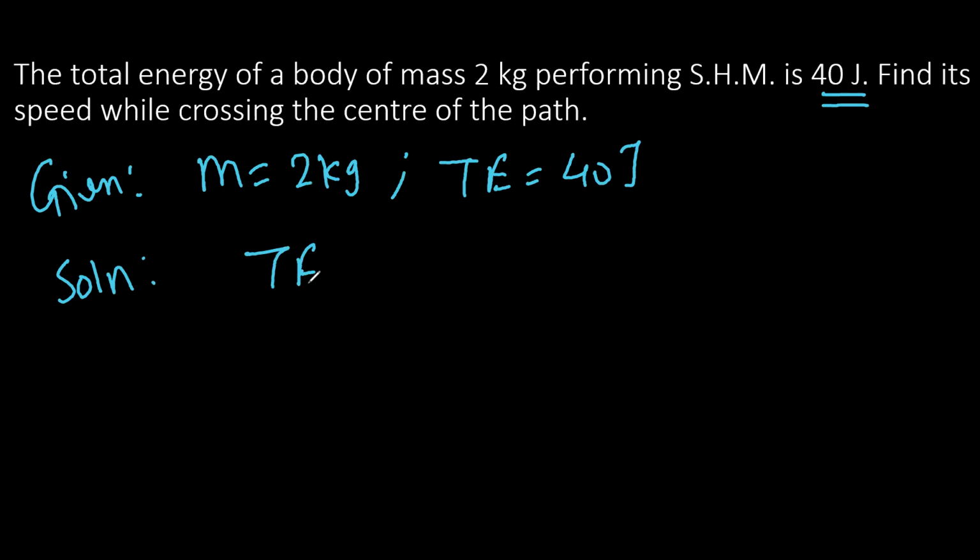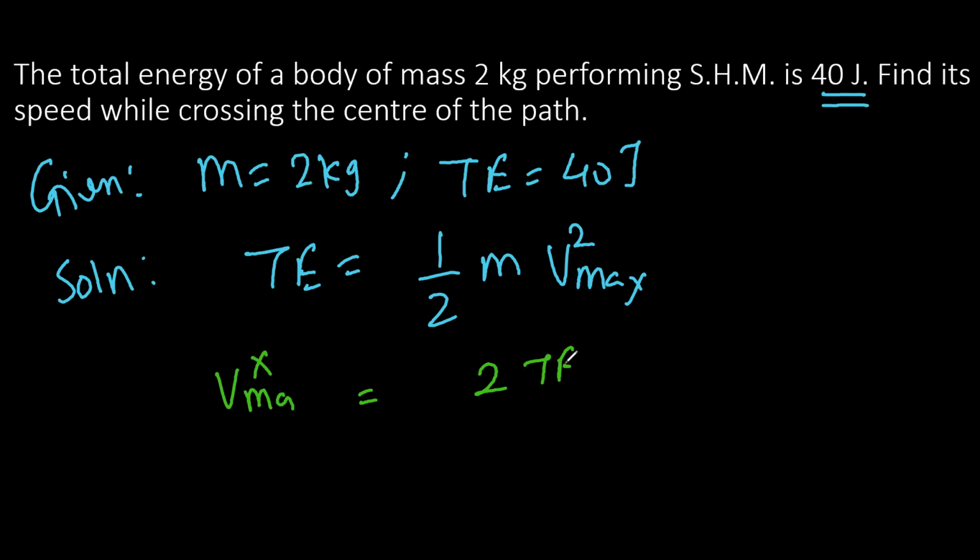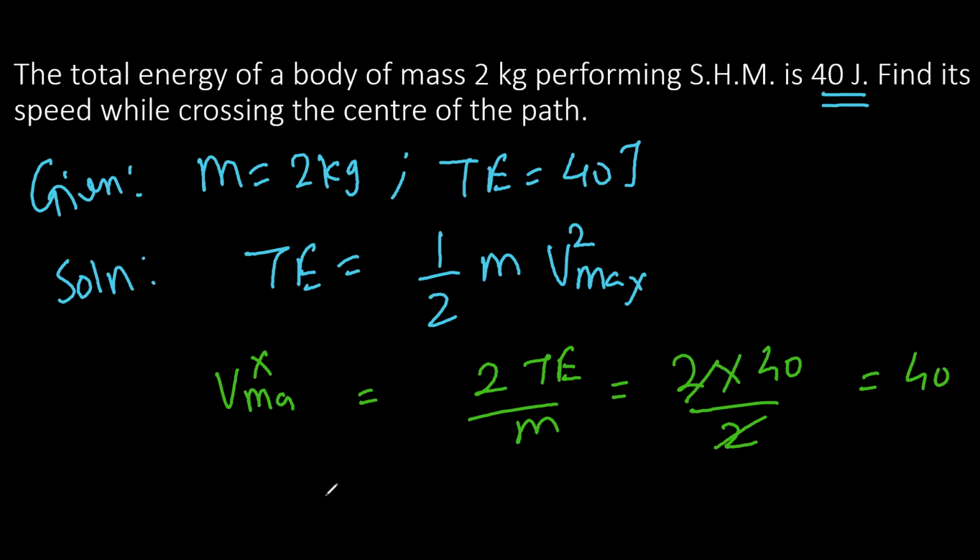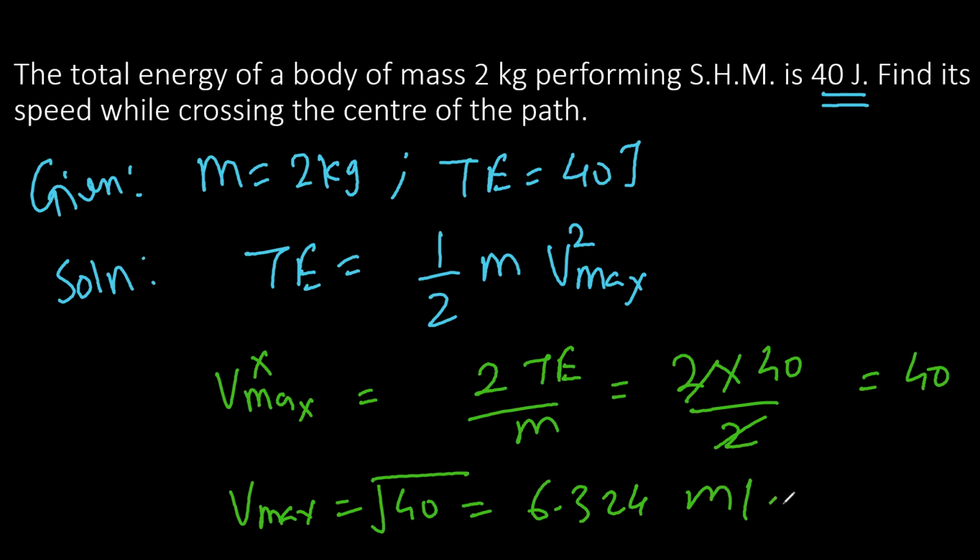So what is the total energy? Total energy is half m v max square. Now we need to find v max, that is equal to 2 times total energy divided by mass. So first of all, 2 into 40 divided by 2, the 2 gets cancelled, the answer is 40. We require the v max only. If I take the square root of 40, it is 6.324. Thus, we get the answer.